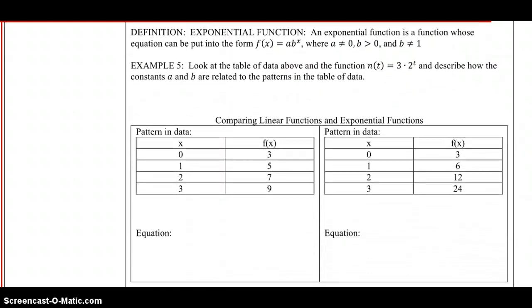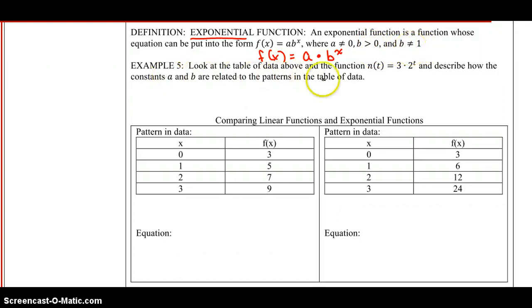So an exponential function. An exponential function is a function whose equation can be put in the form f of x equals a times b to the x. And so actually if we want to write this, these are mushed together, but this is really an a times b to the x. Okay, a cannot be 0, and this base number, we're going to see as we're looking in the table what we keep multiplying by is some positive number, and that base cannot be 1.